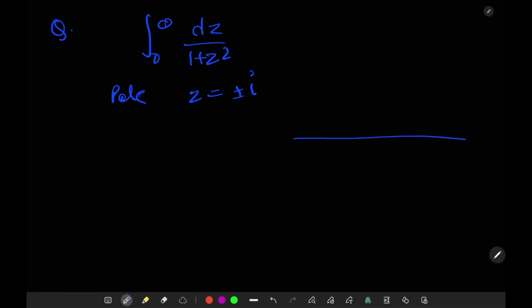Now let's do some questions on this topic. Given integral limit 0 to infinity dz divided by 1 plus z square. Here you can see poles are z equals to plus minus i. Here this is a diagram of this question.